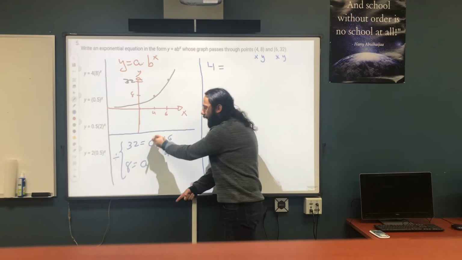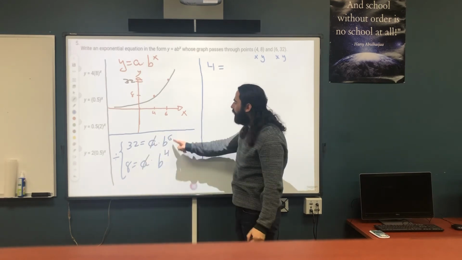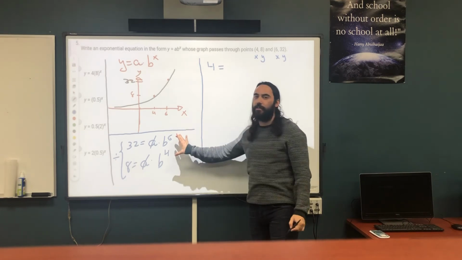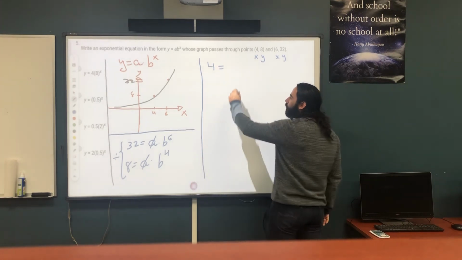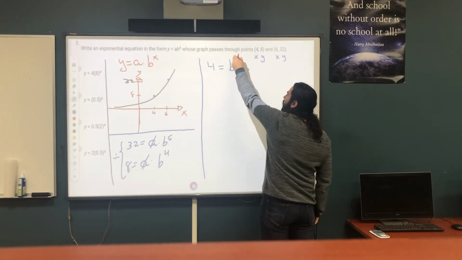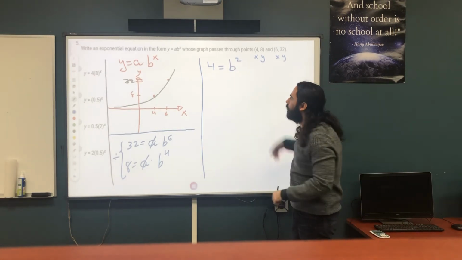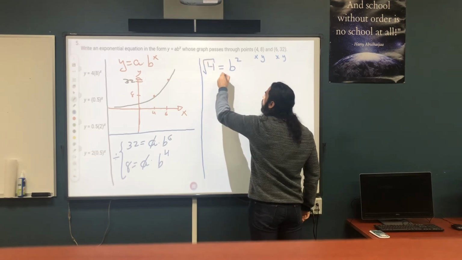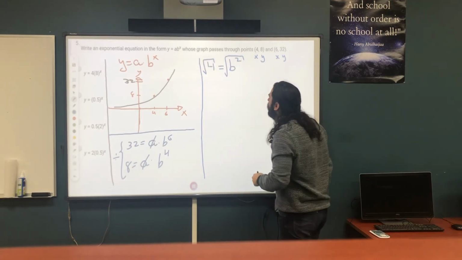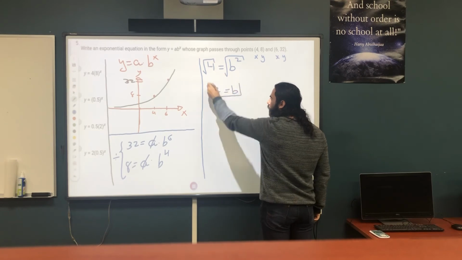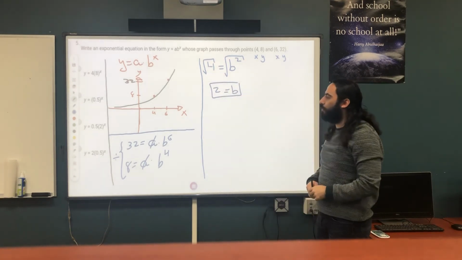A divided by a cancels out. And b to the power of 6 divided by b to the power of 4, we subtract the exponents. So 6 minus 4 is 2. So it's going to be b squared. Now we need to cancel the square. To cancel the square, we square root both sides. So b equals the square root of 4, which is 2. That's how you find the value of b.